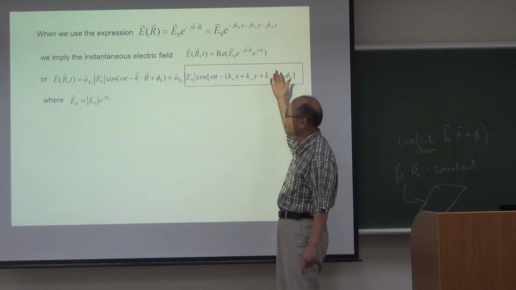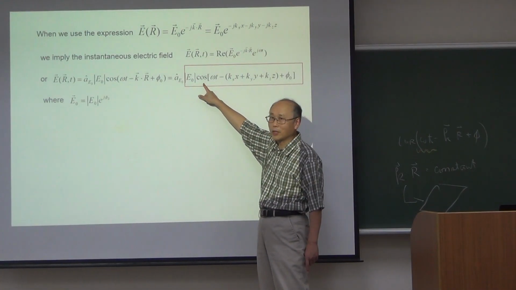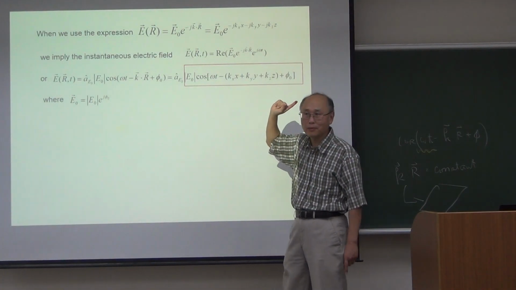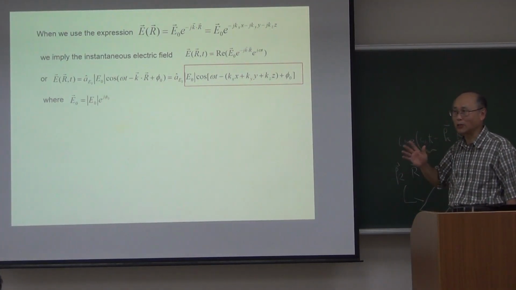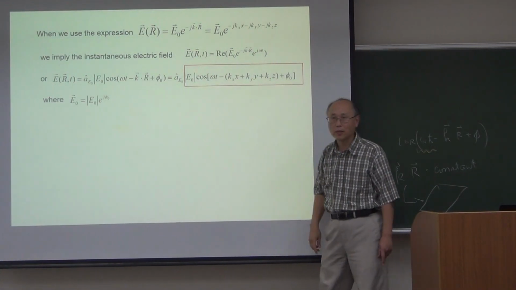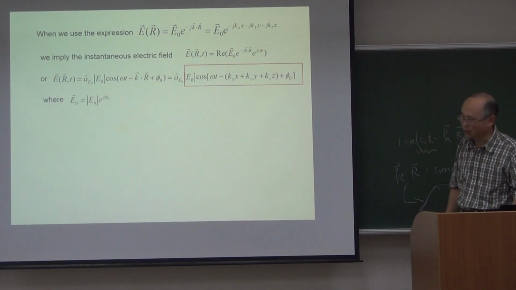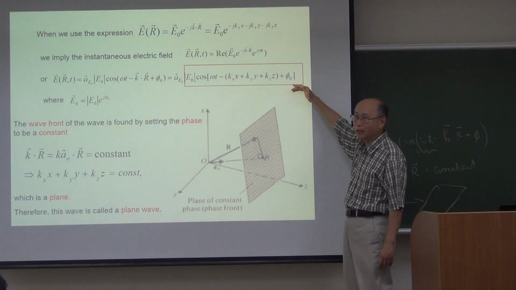Okay, so this is the process that you go back to the reality. So this is something you can measure by your instrument. Once you finish the phasor calculation, you come back to the reality by multiplying by this exponential e^{jωt} and taking the real part of it. So a plane wave is going to look like this in real life.